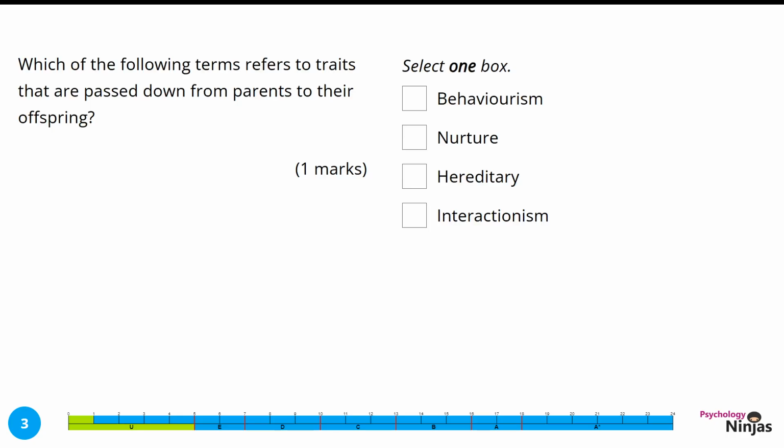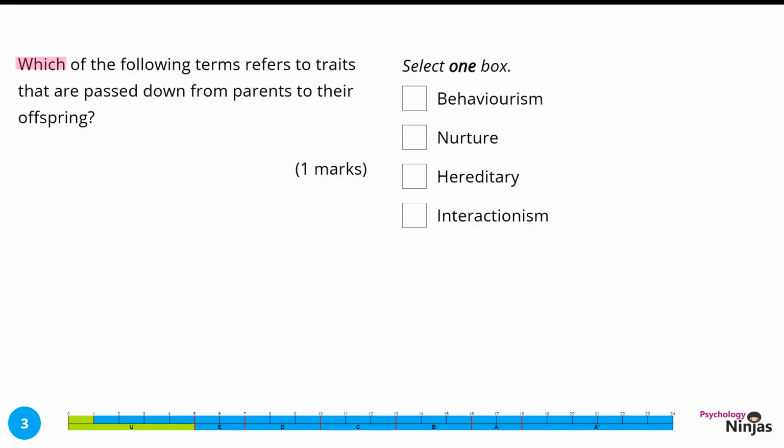Which of the following terms refers to traits that are passed down from parents to their offspring? 1 mark. Here we have the command word which, often followed by the command word write. So you're writing the term down or the letter into your exam booklet, which is lined paper for this exam. So we have our definition here and we're looking for the correct term.